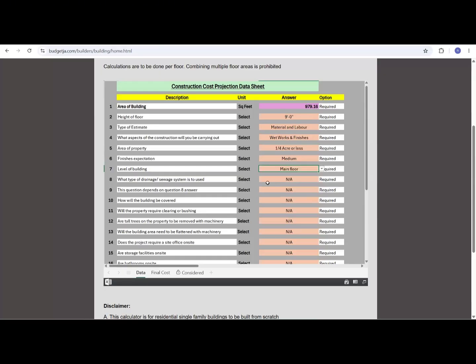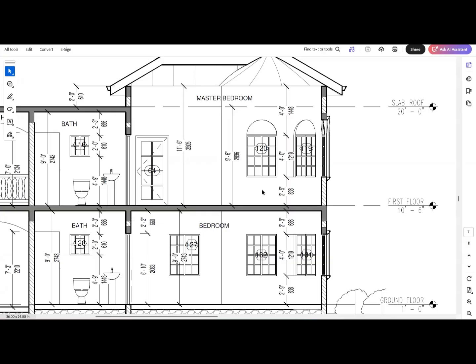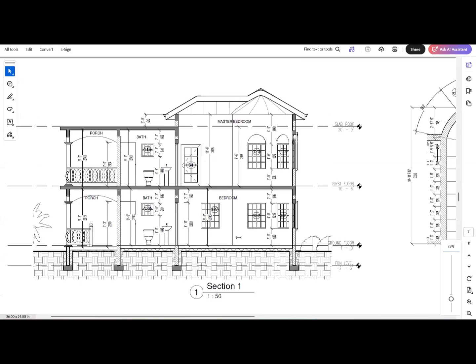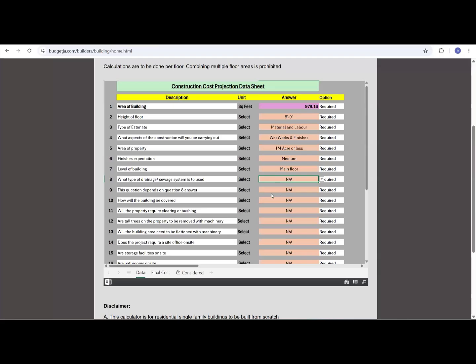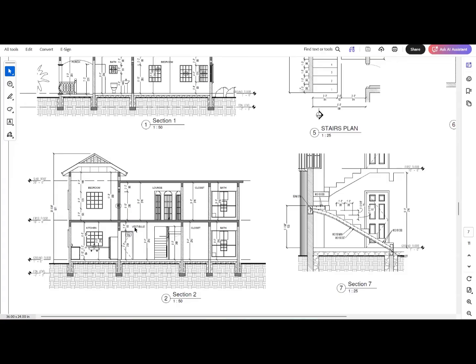Apart from that, we are going to select the level, and in this case, it's a main level based on the drawing showing that the property is pretty much flat. And we are going to add these additional things. So in this case, this is central sewage, so we can skip over question 9. Question 10 is asking about how the building will be covered. In this case, you can use a section to see that. It's saying that the ground floor is pretty much covered by a slab.